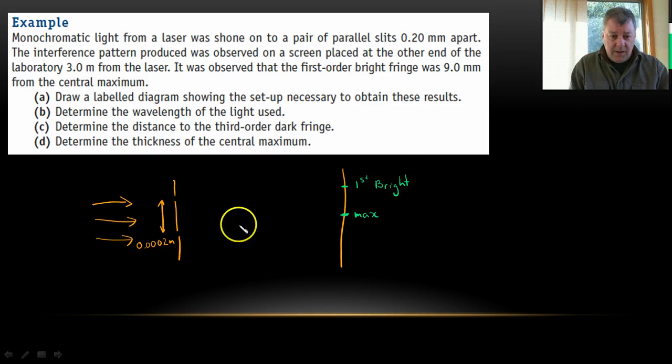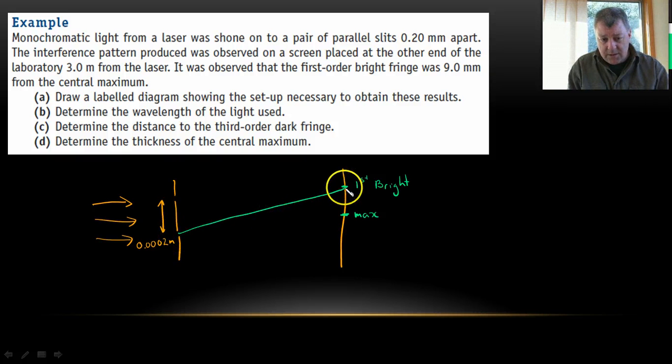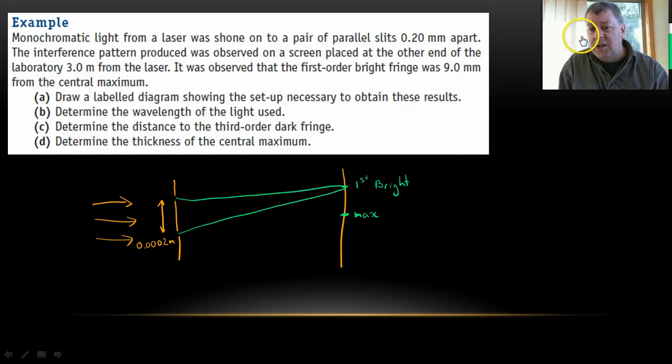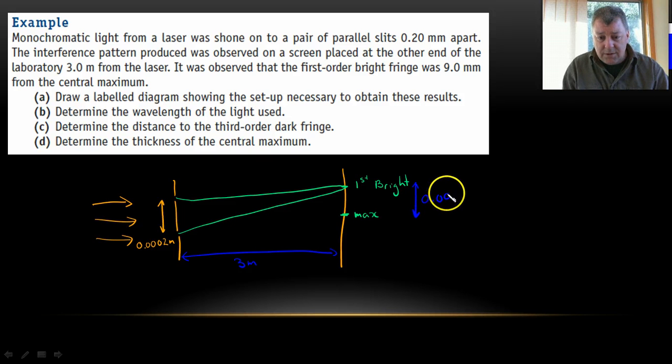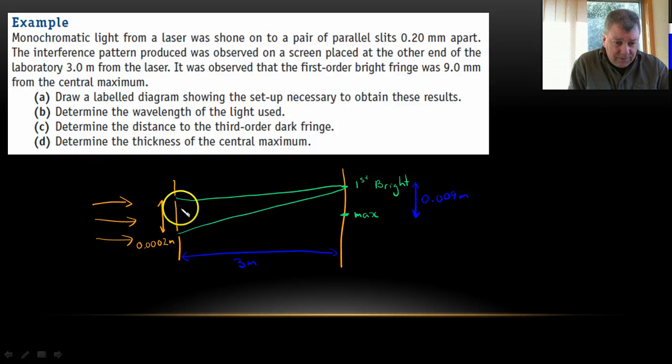There, and we're told, and so the light's actually going from here to there, and from here to there. Let's change colours again. And we're told that that distance from here is of course 3 meters, and this distance from there to there is 0.009 meters. Converting everything into our standard units, and there's our diagram.